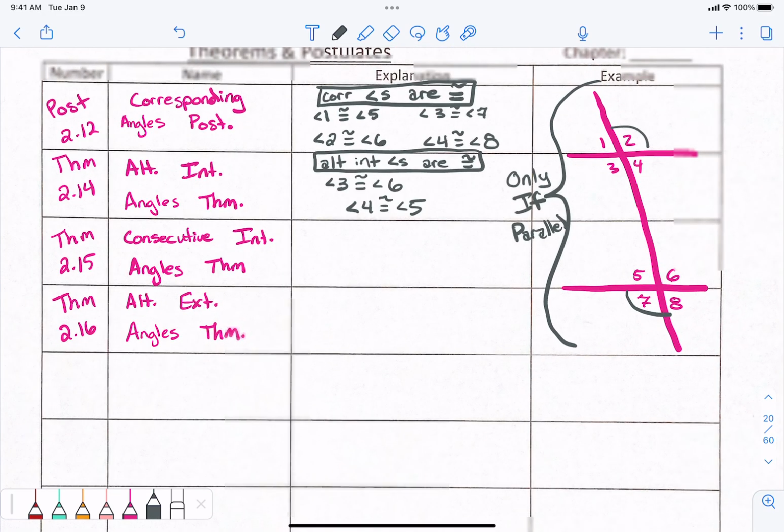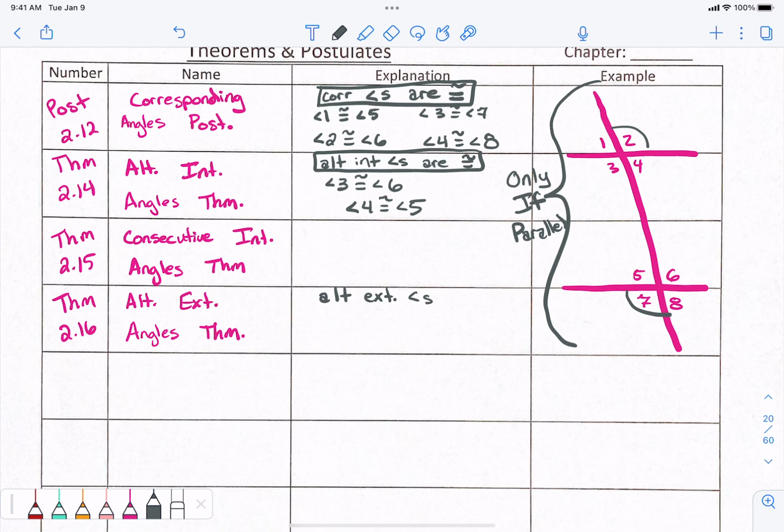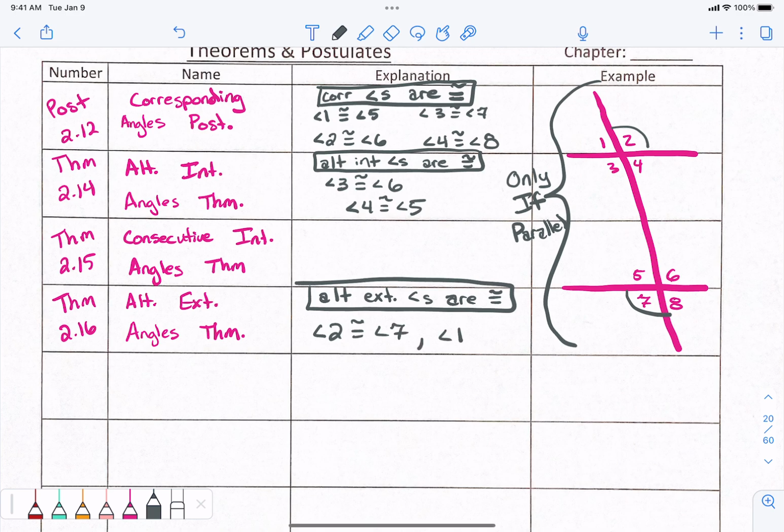So alternate exterior, it's not just alternate interior. If they are alternate anything, alternate interior or alternate exterior, they will be the same measure. Alternate exterior angles are congruent. So that would be angle 2 and angle 7. And angle 1 and angle 8, I believe.